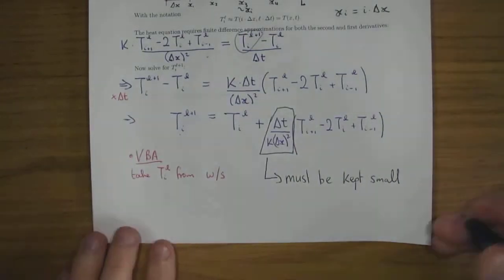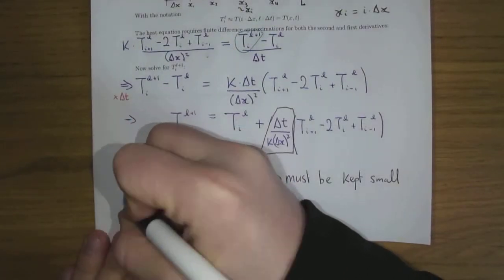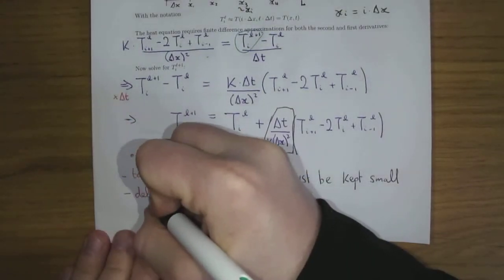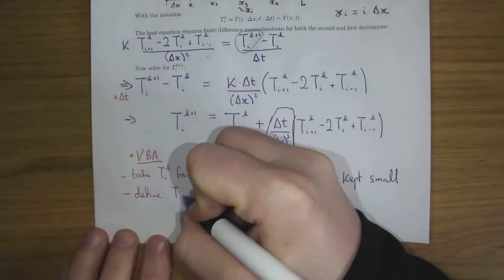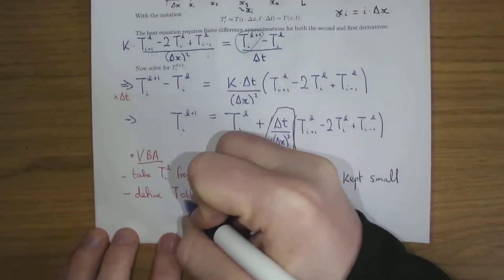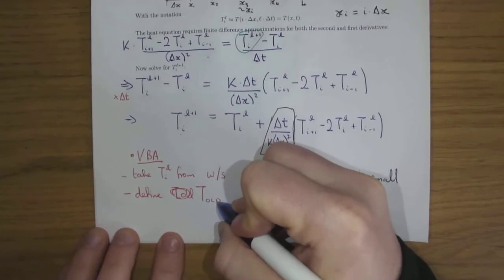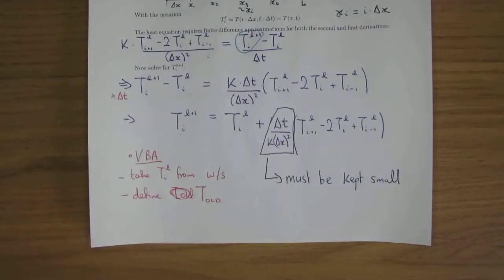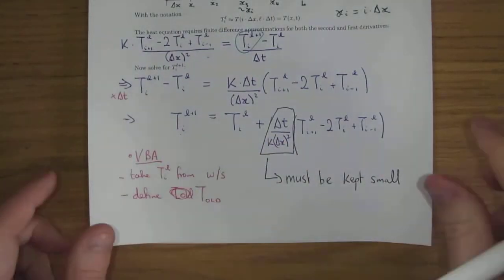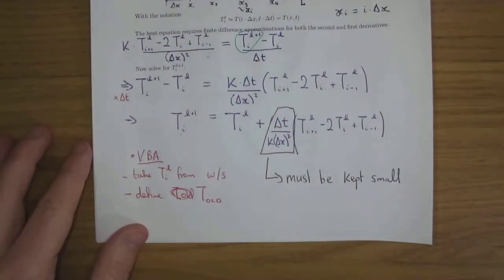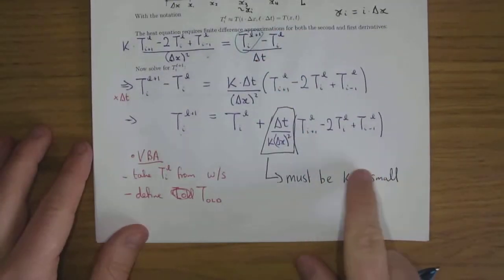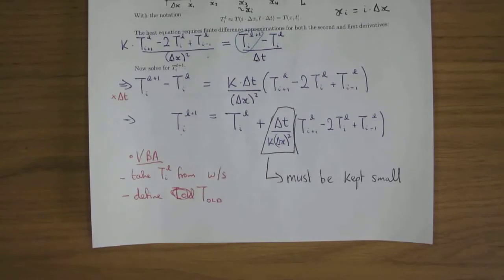So you could take them from the worksheet, or else I think what a lot of people seem to be doing is define a T old variable. And you can do it like that. Now, rather than do a little example, in my opinion, getting from here to here is the difficult part. We might just focus a little bit on this, that this must be kept small.